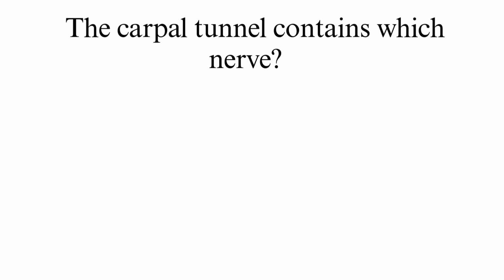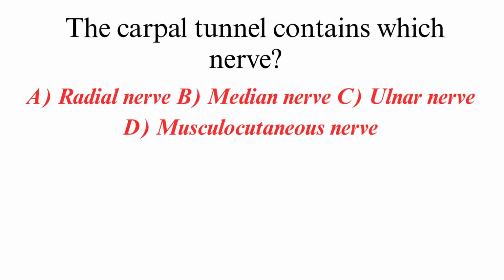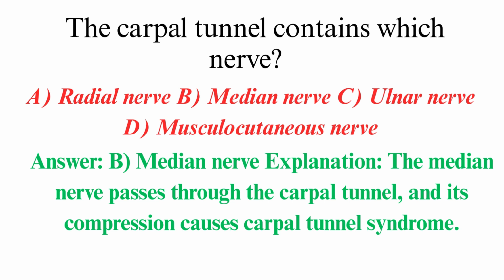MCQ 5. The carpal tunnel contains which nerve? A. Radial nerve. B. Median nerve. C. Ulnar nerve. D. Musculocutaneous nerve. Answer. B. Median nerve. Explanation. The median nerve passes through the carpal tunnel, and its compression causes carpal tunnel syndrome.